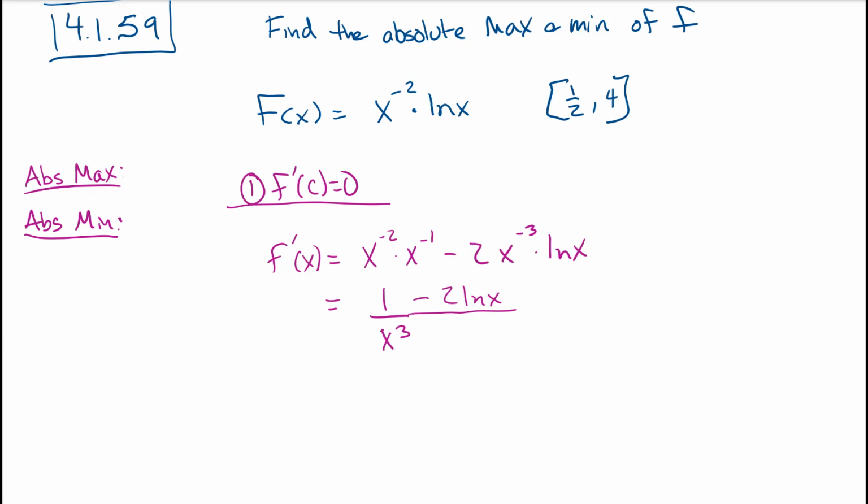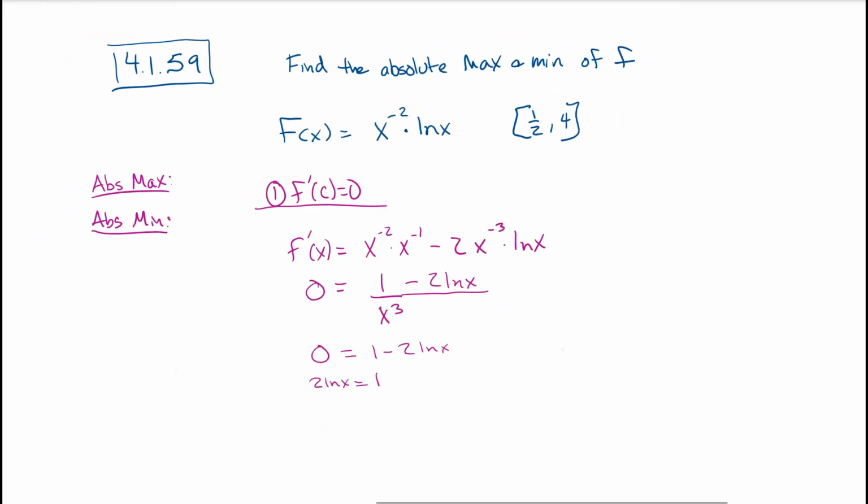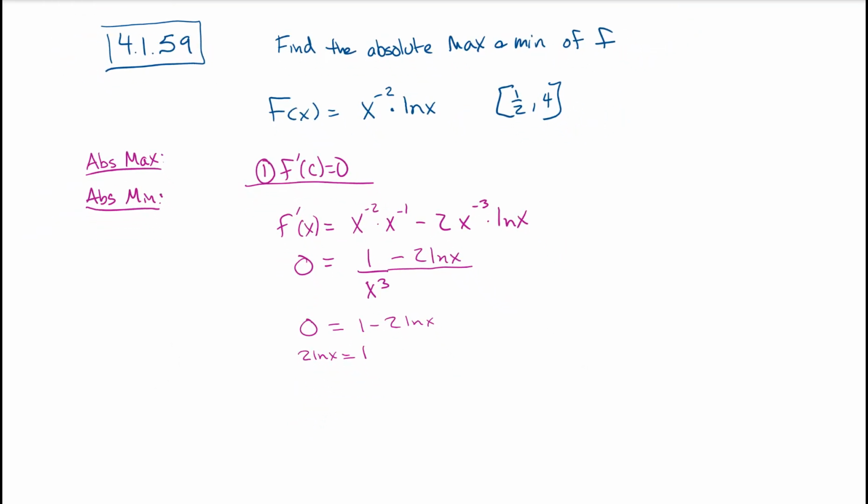Now we know that the denominator here is x cubed, so we can't have it equal 0, but that's not in the domain of our function anyway, so I don't care about it. So we're just going to take this, set it equal to 0, and try to solve for our values of x. Let's add the 2 ln of x over to the other side so we don't end up with negatives. Now the algebra is going to get a little tricky here. Let's divide it out, so we get ln of x is equal to 1/2.